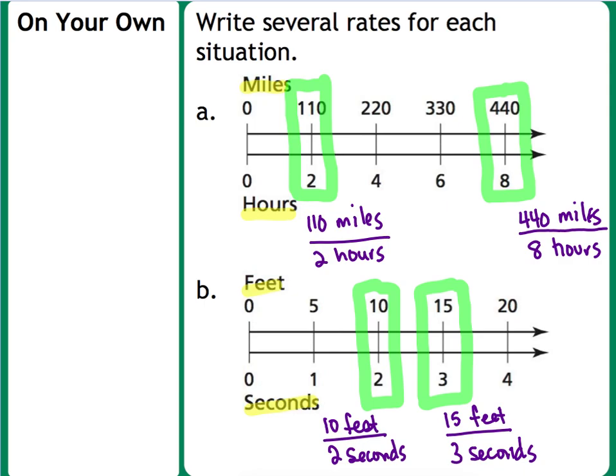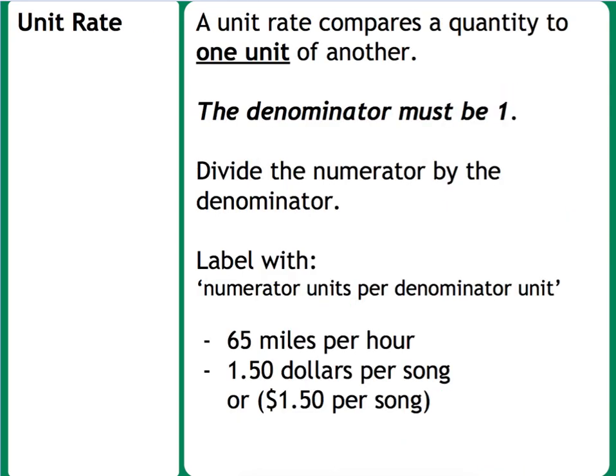All right, the last thing for today to look at is what's called a unit rate. A unit rate is a special rate that we find for just 1 unit. 1 unit of the denominator is what we're going to look at in particular. So we want the denominator to be 1. To do this, we're going to divide the numerator by the denominator, and this will make more sense in a couple minutes.